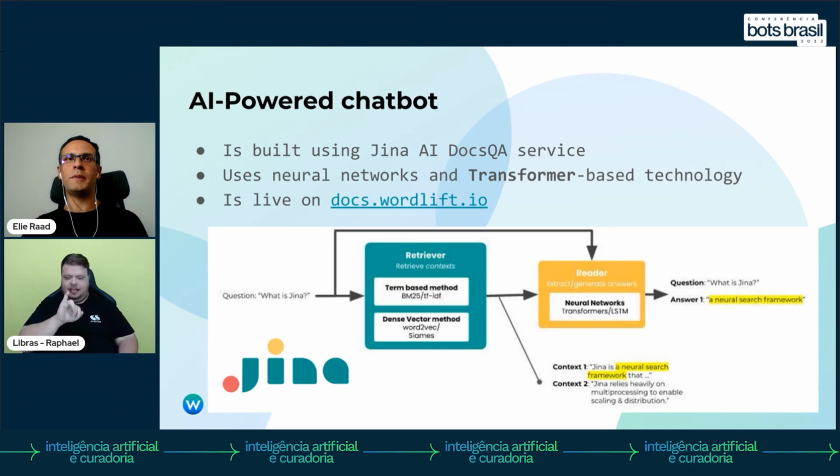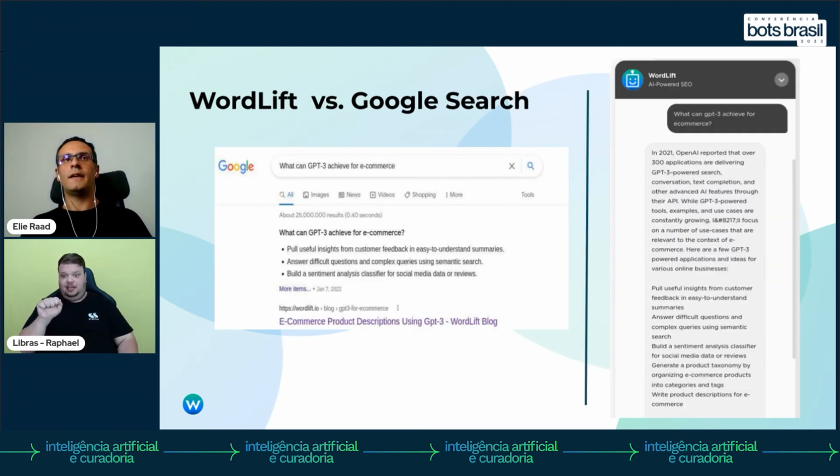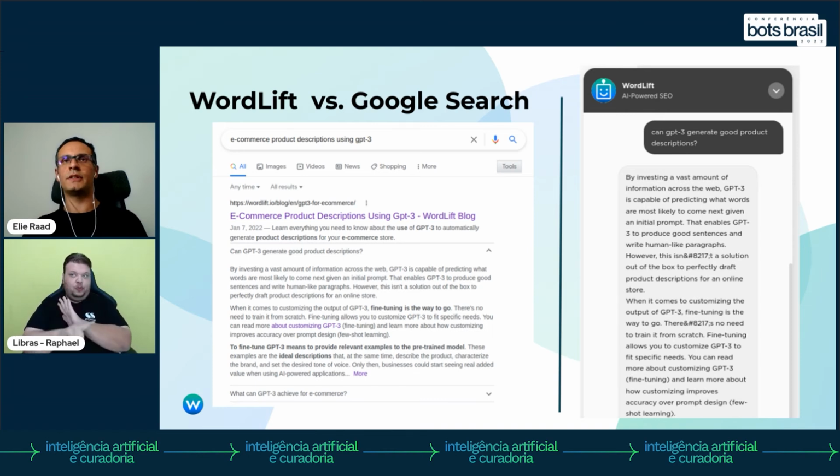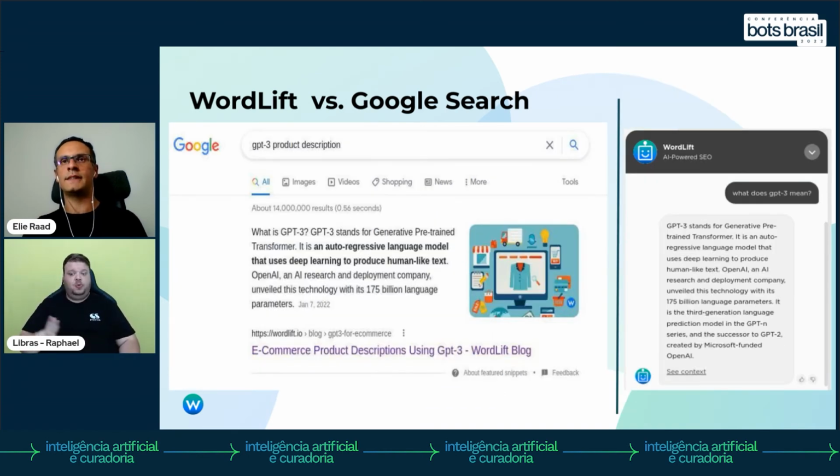So we used Jina AI to build our AI-powered chatbot, which is live on docs.wordlift.io. You can interact with the chatbot. And to replicate the Google experience, this is what we have. When we ask the same question, we get the same answer on the website. So instead of returning to Google to ask another GPT-3 related question, the user can directly interact with our chatbot and get all those information that you are seeing here in these different examples.